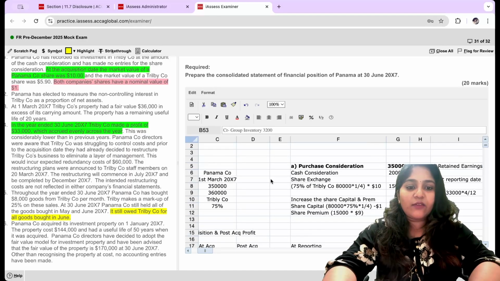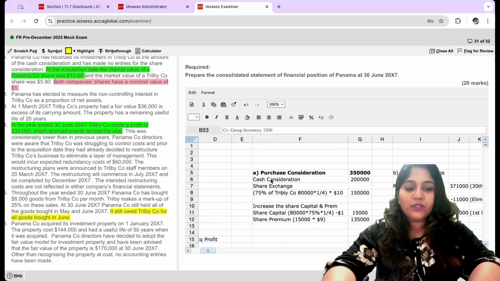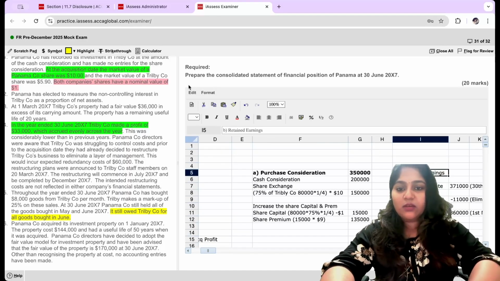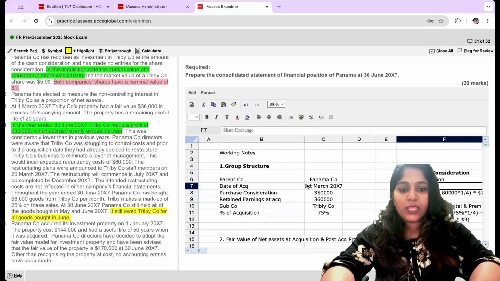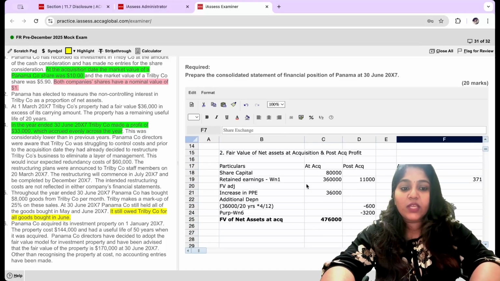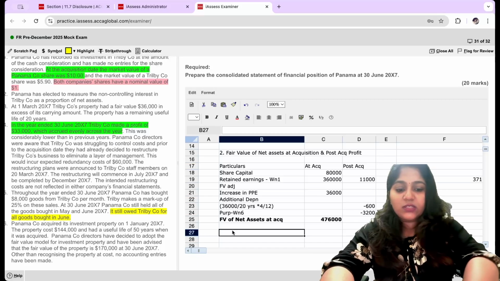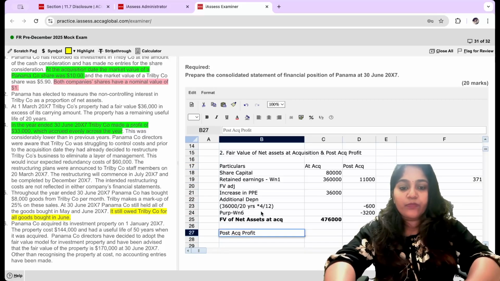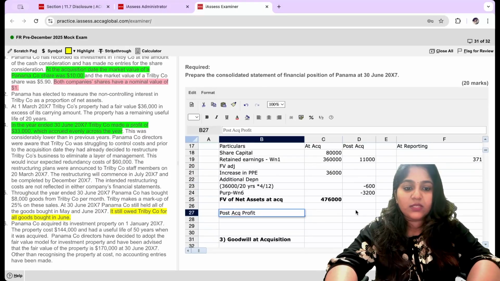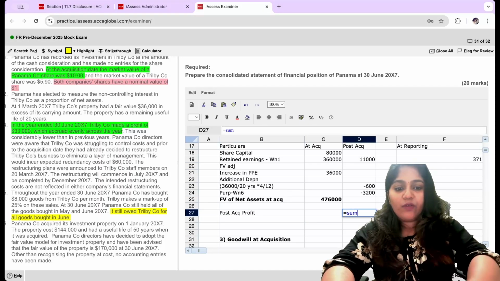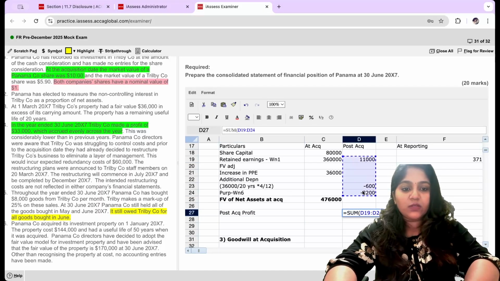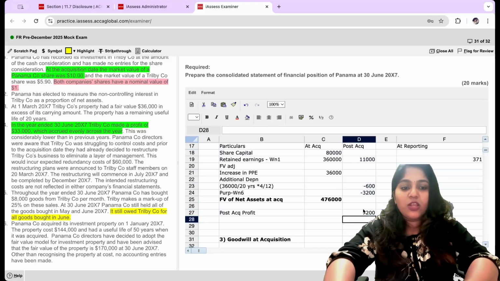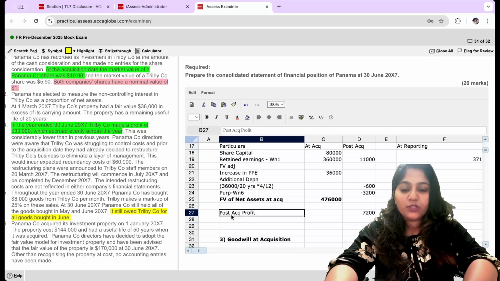What are the things that I have to calculate? So now I'm done with purchase consideration, I'm done with retained earnings, so this is done. You can keep working note number 1 as is. Working note number 2, you have to find out the post acquisition profit of Tripoli company. That is nothing but the sum of, I made the profit of 11,000, but in that I had certain adjustments. 7,200 is my post acquisition profit.